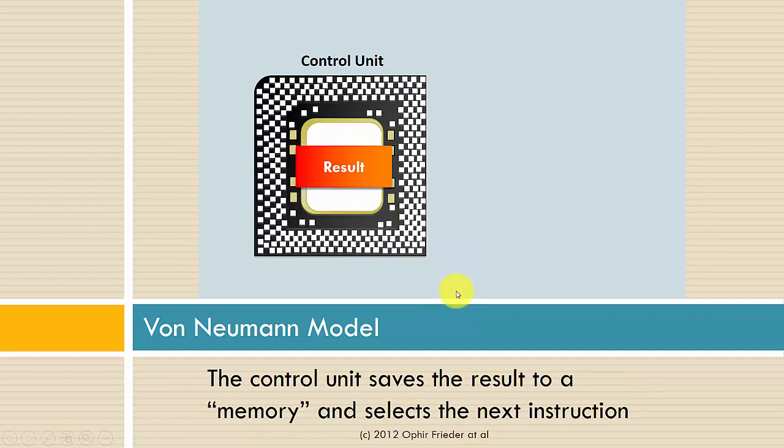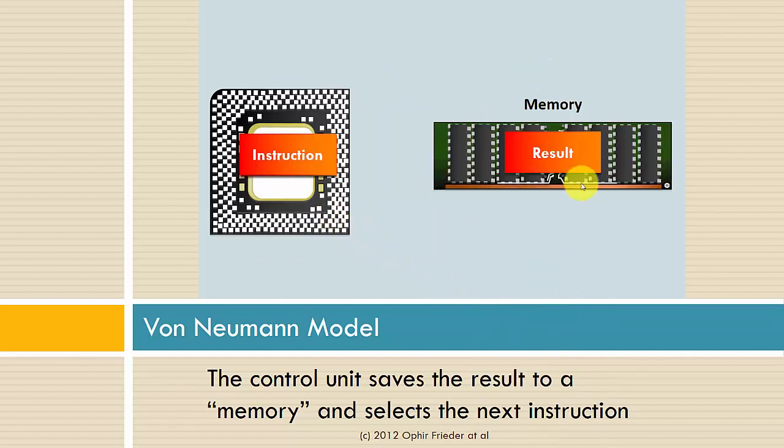The control unit saves results to memory and selects the next instruction. Result 2, and then the result will be saved back to memory. Now, if you're just printing a 2, it may or may not be saved depending on what you're actually doing with the 2, but if you're saving it to a variable, it's definitely going to be saved back to memory.